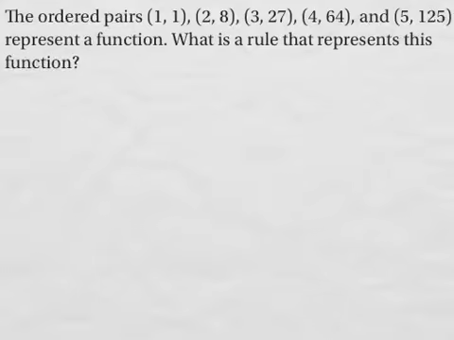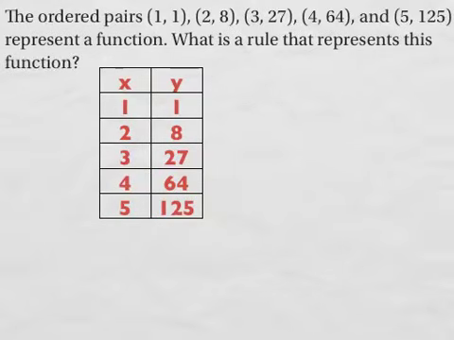The next example says the ordered pairs 1, 1, 2, 8, 3, 27, 4, 64, and 5, 125 represent a function. What is a rule that represents this function? I personally think it's always easier to look at patterns for ordered pairs if you put them in a T-chart or a table. So I'm just going to take these ordered pairs that they gave me and write them in a table. Notice my corresponding x and y's would form the ordered pairs that I was given.